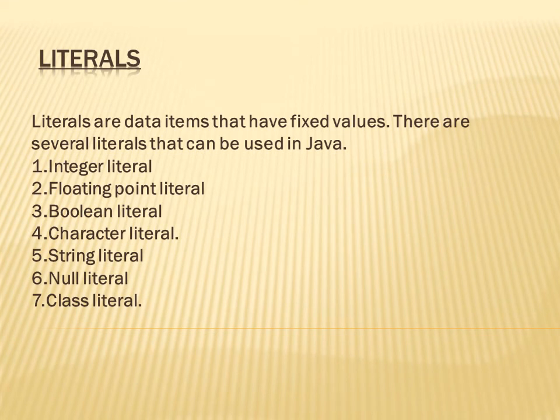Next is literals. The other name of literals is constants. Constants means the variables that are having the fixed values. Literals are data items that have fixed values. There are several literals that can be used in Java. Number 1, integer literal. 2, floating point literal. 3, boolean literal. 4, character literal. 5, string literal. 6, null literal, and 7th one is class literal.